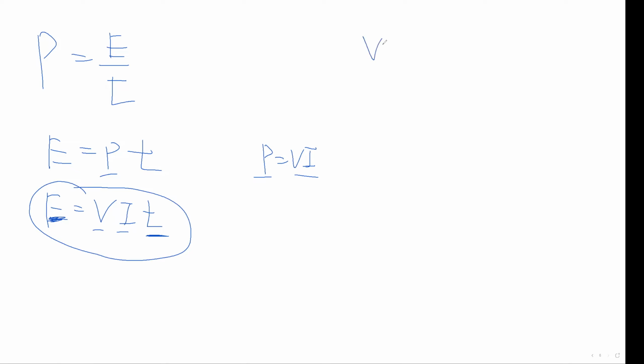Just now we said that electromotive force is work done over charge, right? If I make V the subject here, guys, V will be equal to E over IT, right? And essentially, energy is going to be work done, because work done is a form of energy. And since IT is equal to Q, then this is equal to Q here, guys.